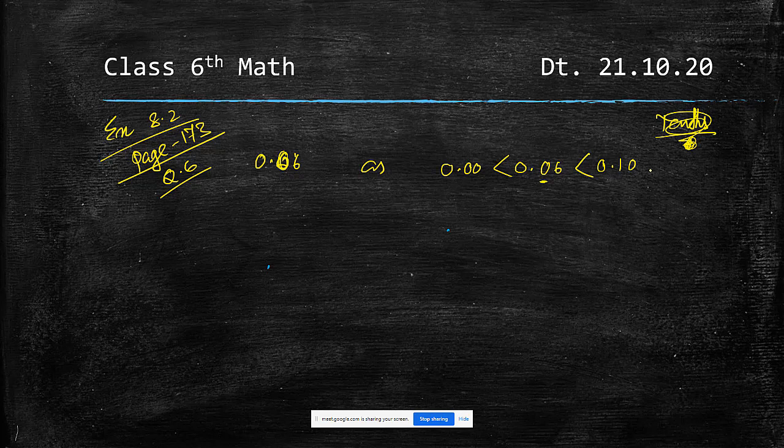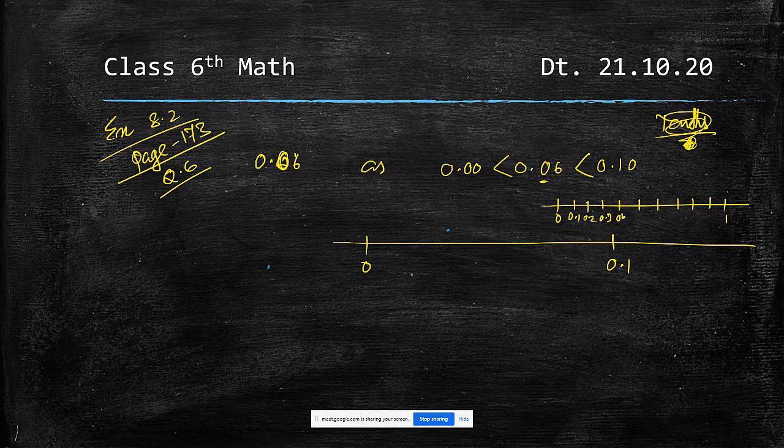No, see, again I am explaining. This is 0. This is 0.1. Then 0.2, like this. See, this is 0, this is 1. We divided it into 10 equal parts: 1, 2, 3, 4, 5, 6, 7, 8, 9, 10. So it is 0.1, 0.2, 0.3, 0.4, 0.5, 0.6, 0.7, 0.8, 0.9 and 1.0.